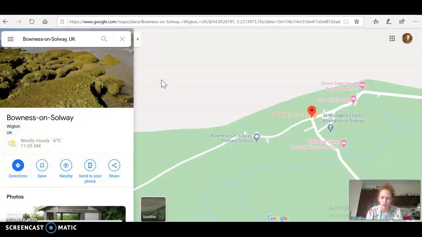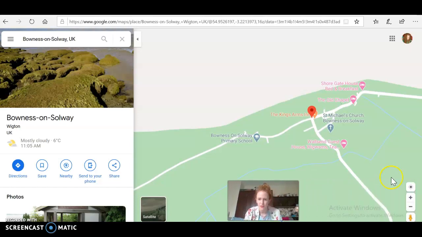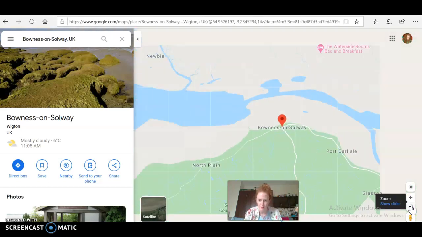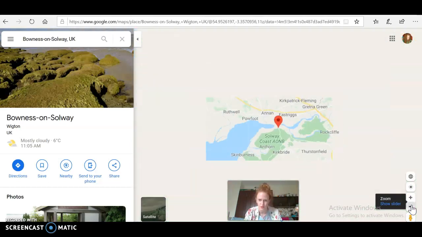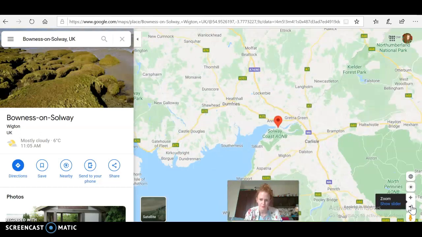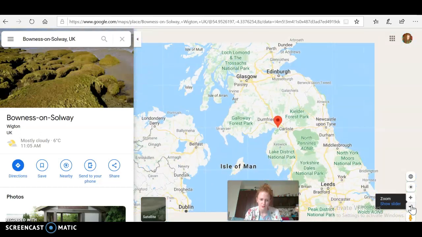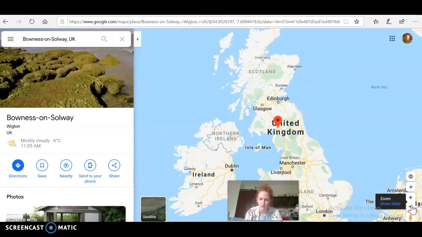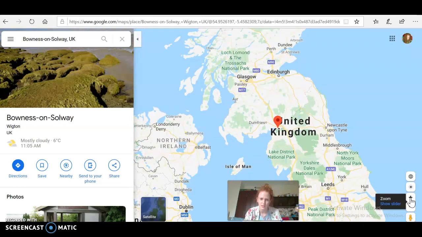There we go. Now you have a really big picture. So what do you have to do actually? You have to zoom out until you see the map of Britain, so it's easy for you to put it on your map. Right, zoom out until it's kind of like this, okay? So look at your worksheet, make a little dot and write the name of this city. Bowness on Solway. That's what you will write on your worksheet, okay?